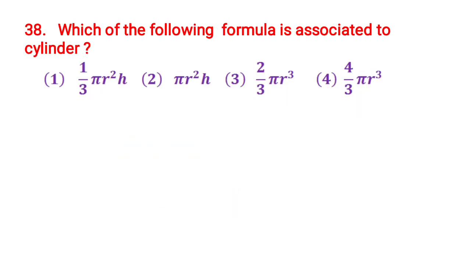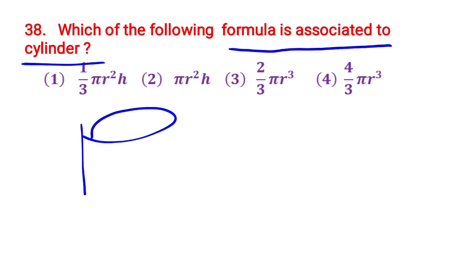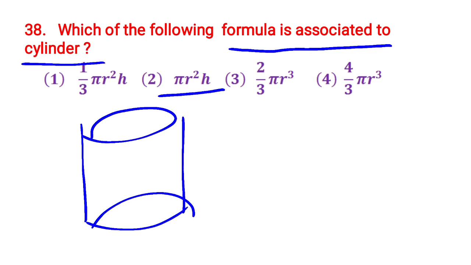Which of the following formulas is associated with a cylinder? Pi r square h is the cylinder volume formula. So option 2 is correct.